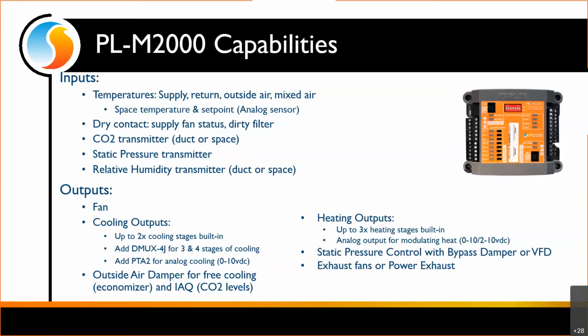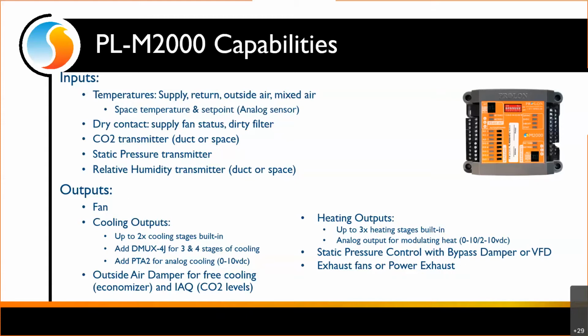So we have the same supply, return, and outside air temperature sensors. We can also connect a mixed air sensor. We also have dedicated inputs for an analog sensor. So if we just want to use a 10K type 3 sensor with a potentiometer, whether it comes from a third party or if you get ours, it doesn't matter. We can connect it straight into the M2000. So there's a dedicated space temperature and set point input on this M2000.